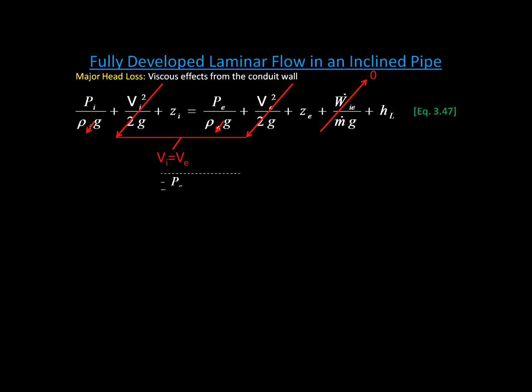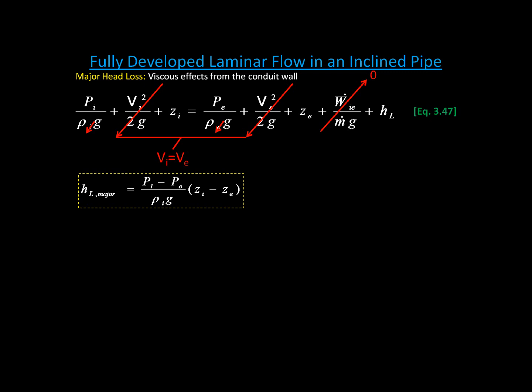And I can rearrange this equation. I'm going to put a little dotted line around that because I want to save that for later, and say that my major head loss is equal to the change in pressure plus the change in elevation, divided by the density times the acceleration of gravity. And it doesn't matter that it says inlet, exit; the densities are the same, so it should just be density there.